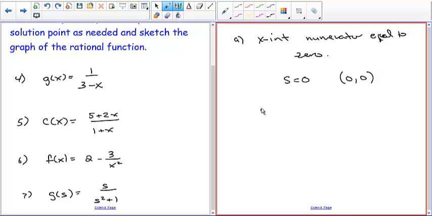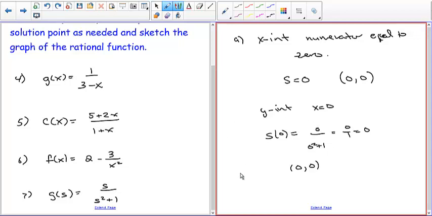The y-intercept, you set x equal to 0. So we're going to do s of 0. So you have 0 over 0 squared plus 1, which is 0 over 1, which is 0. If we divide it by 0, it would be undefined, but 0 divided by any number is 0. So the y-intercept is going to be 0, 0. Yeah, surprise, surprise. So these are the same point.